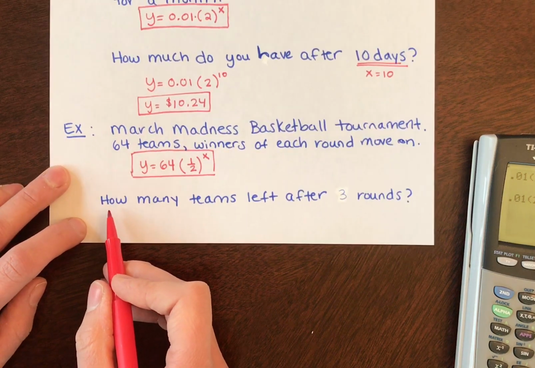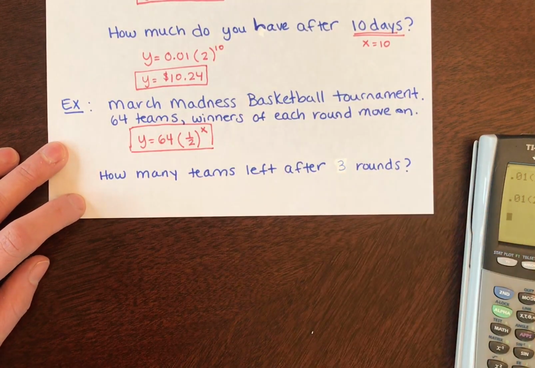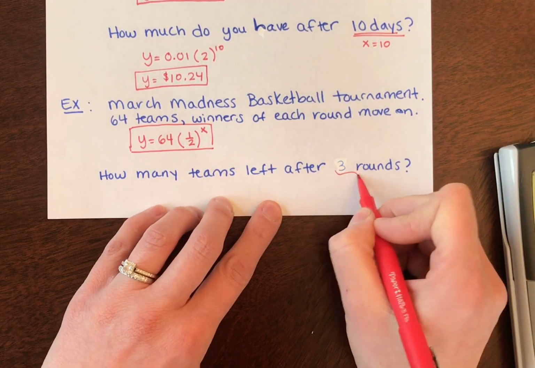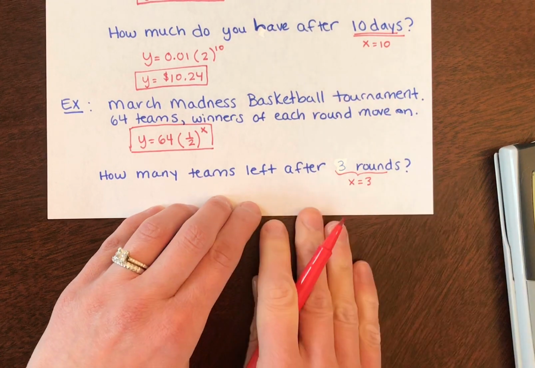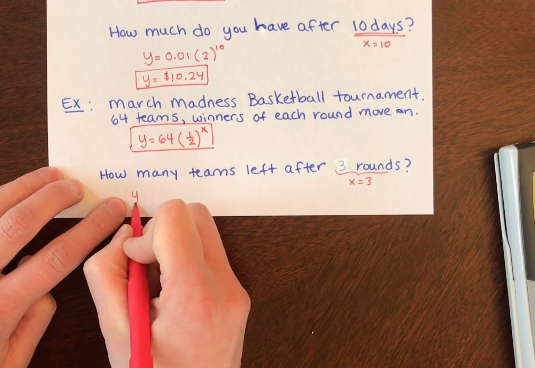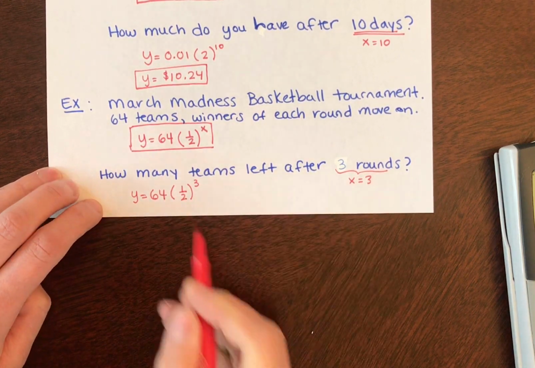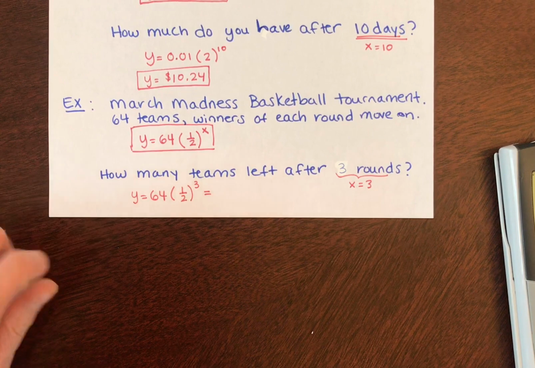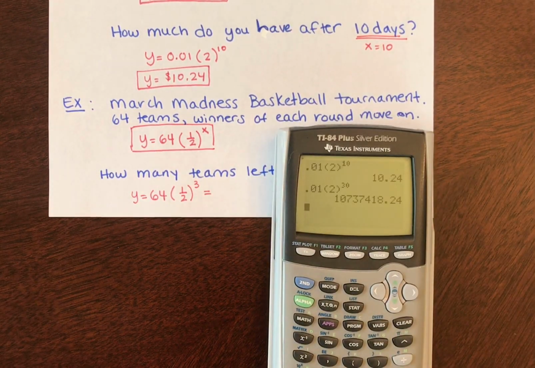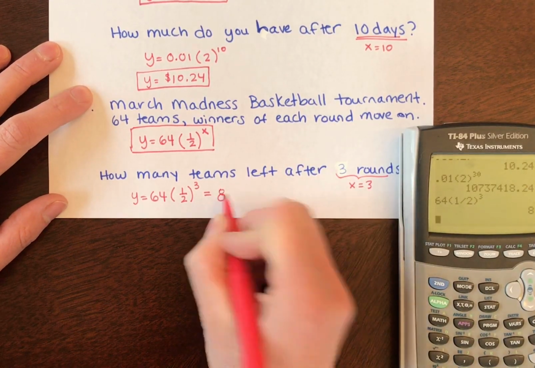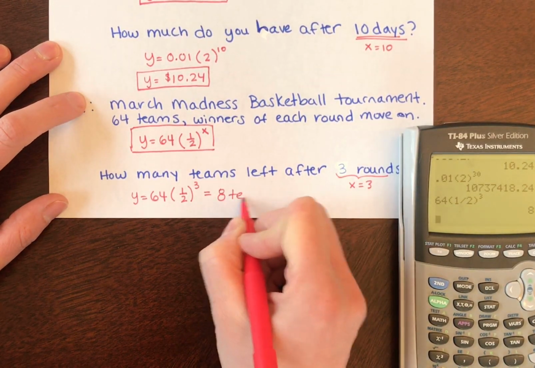So, I think in the table, after I had you fill out the table, I said, okay, how many teams are left after 3 rounds? Well, if you don't have a table, we can now take 3 and plug it in for x, because our time here is rounds. So y equals 64 times 1/2 to the 3rd power. That's going to tell me how many teams are left after 3 rounds. So again, you can just type that in, 64 times 1/2 to the 3rd power. I get 8. So after 3 rounds, there's 8 teams left.